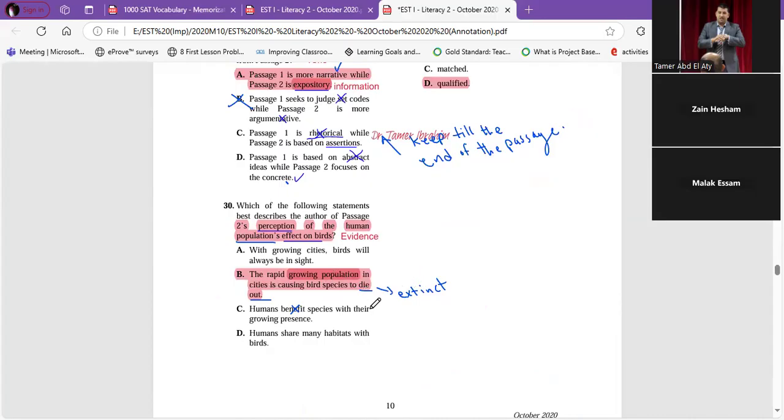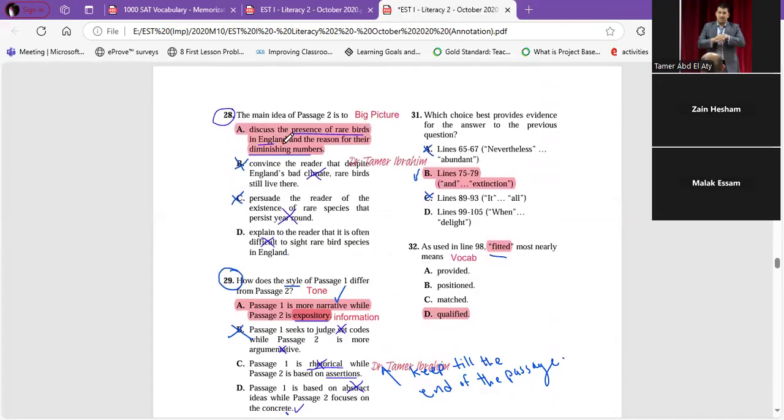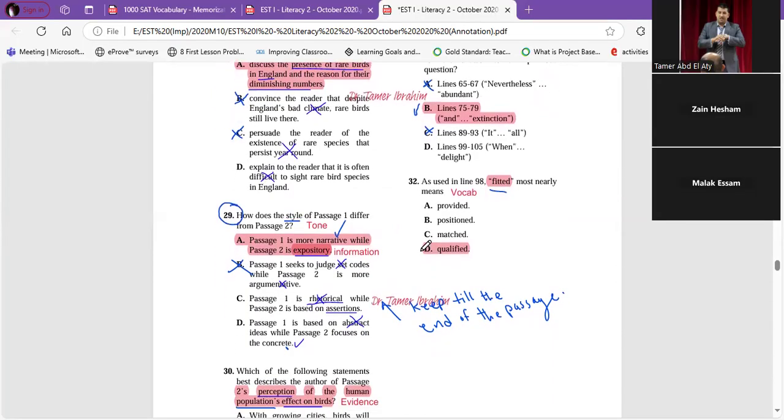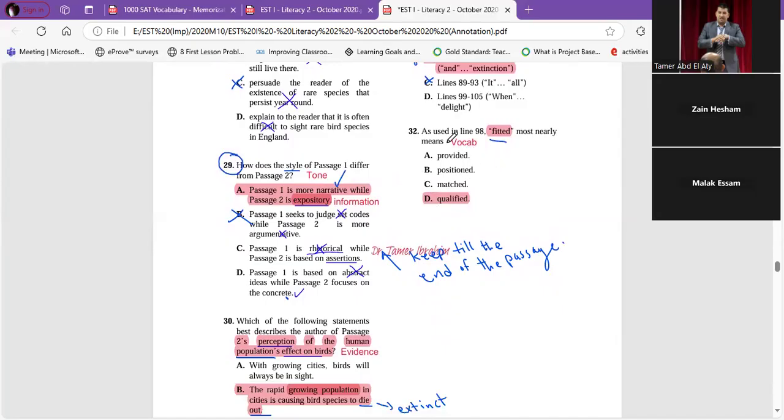Humans benefit species with their growing presence? No. Humans share many habitats with birds? No. This question, I can solve it now. Is it A or D? Discuss the presence of rare birds in England and the reason for their diminishing numbers? Yes, because they were persecuted by humans. So it can be the answer. Better than this. Now let's go to the last question.